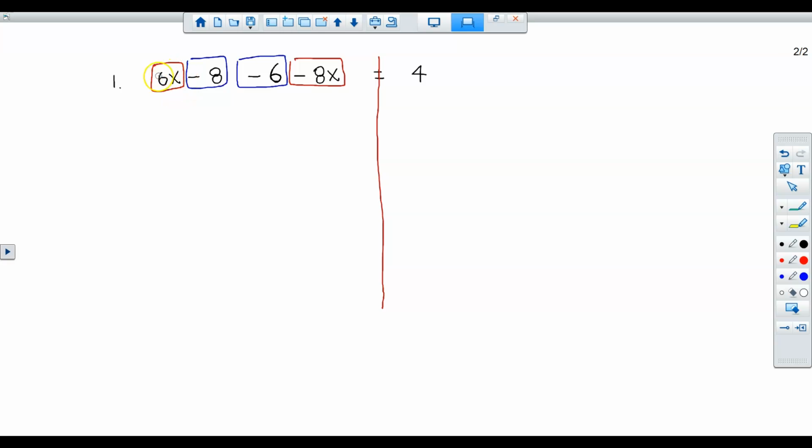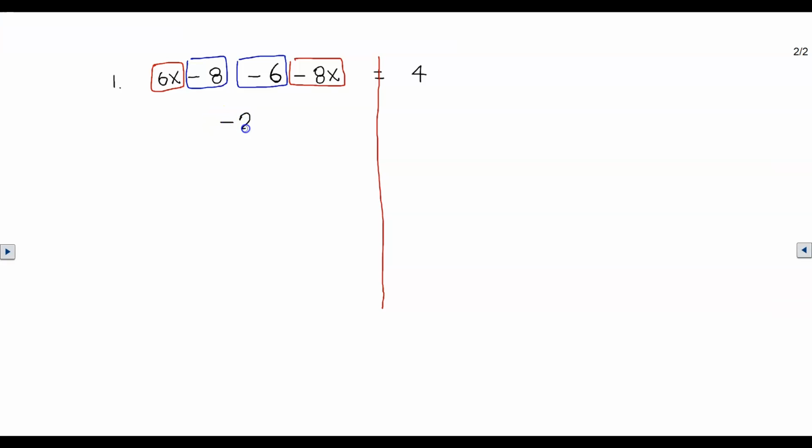So I'm going to do 6x minus 8x. 6 minus 8 is a negative 2, so now I have negative 2x. And then I'm also going to do a negative 8 minus 6. And a negative 8 minus 6 is a negative 14. So after you did this step, you should have had negative 2x minus 14 is equal to 4. So that's step 2. Combine like terms that are on the same side.